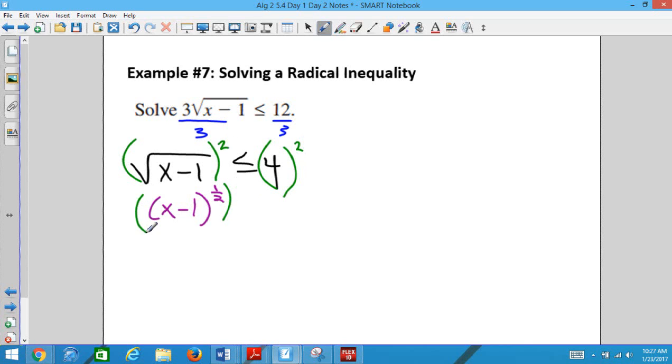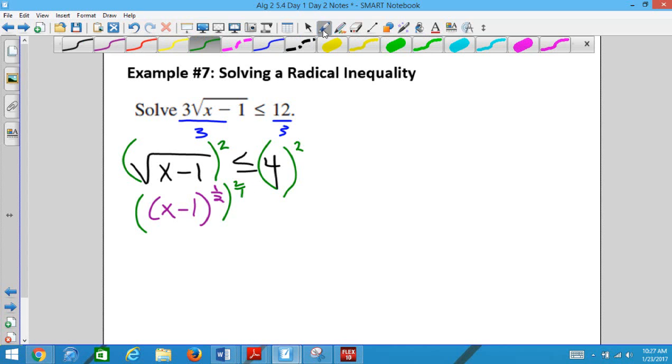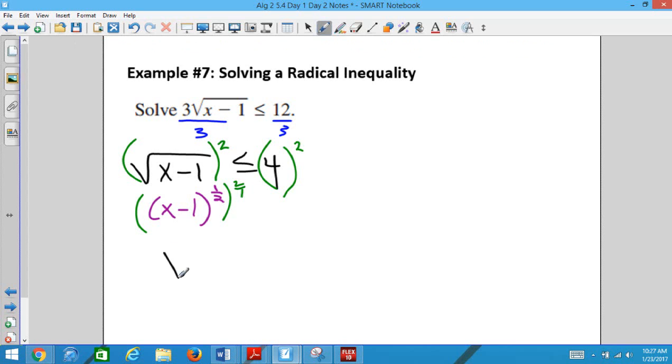So if you prefer radical form, or if you prefer exponential form, either form, you're going to raise it to the second power. So we get x minus 1 less than or equal to 16. So x is less than or equal to 17.